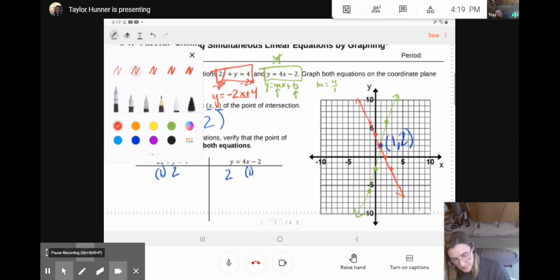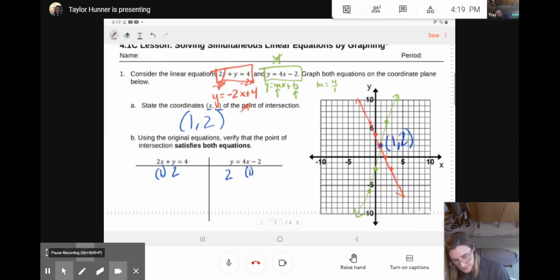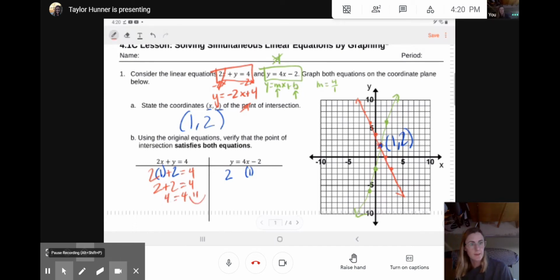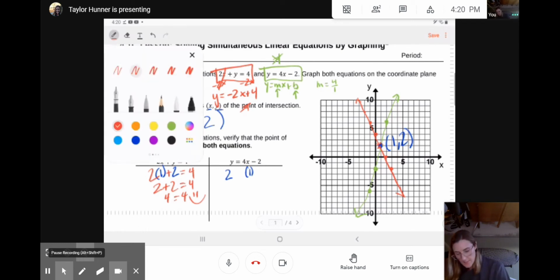So on my red equation, it's 2 times 1 plus 2 equals 4. So then I'm going to say 2 times 1 is 2 plus 2. So yeah, oops, 2 does not equal 4. 4 equals 4. So then if you get something like that, then we're verifying. Happy face.